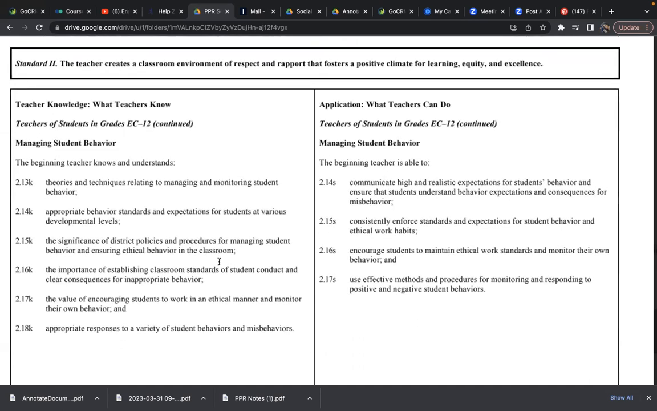Managing student behavior, understanding theories and techniques for monitoring student behavior. If you are noticing that a student is exhibiting a particular behavior, then you need to collect more data. I'll give you an example of when I had to do this myself. I had to figure out why this particular student was having a meltdown when she never did before.